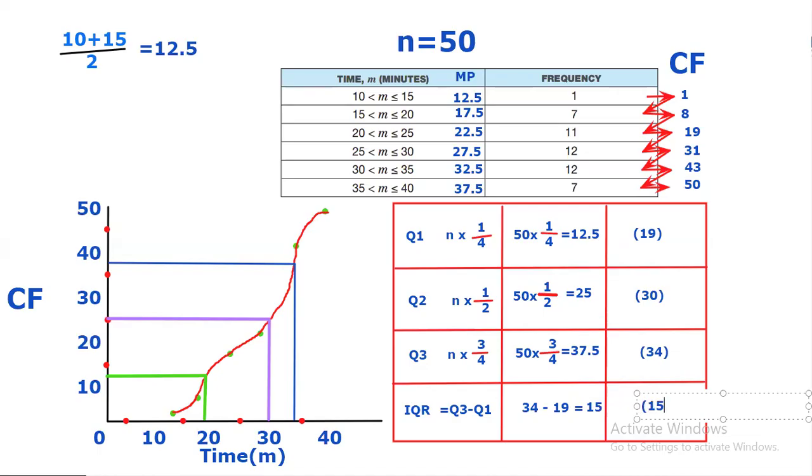I'll write it here, 15. And this is how you answer a question like this. I hope you understood the ideas of finding the quartiles, the median, and the IQR. Focus on the steps, focus on giving a good answer, and focus on giving a good cumulative frequency diagram, because any slight change in the drawings or in the calculations will give you a different number.